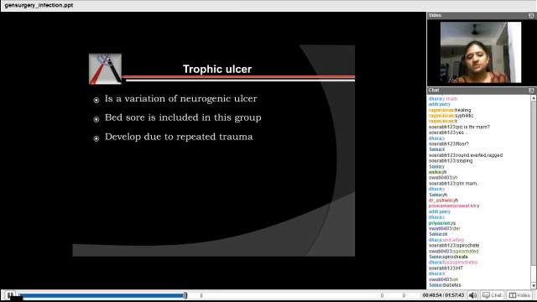And this also happens because of repeated trauma. You know what happens in bed sore, right? The patient is bedridden, so he lies in one position all the time. So there's constant pressure that's being applied to the buttock region or the back region, and a change of moisture plus a change of position, the patient tends to develop ulcer.